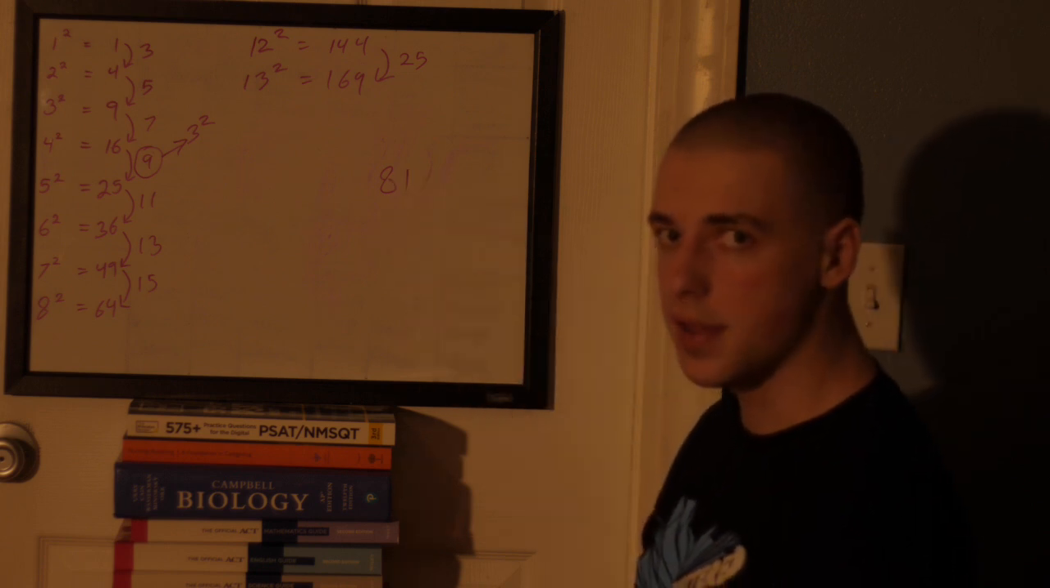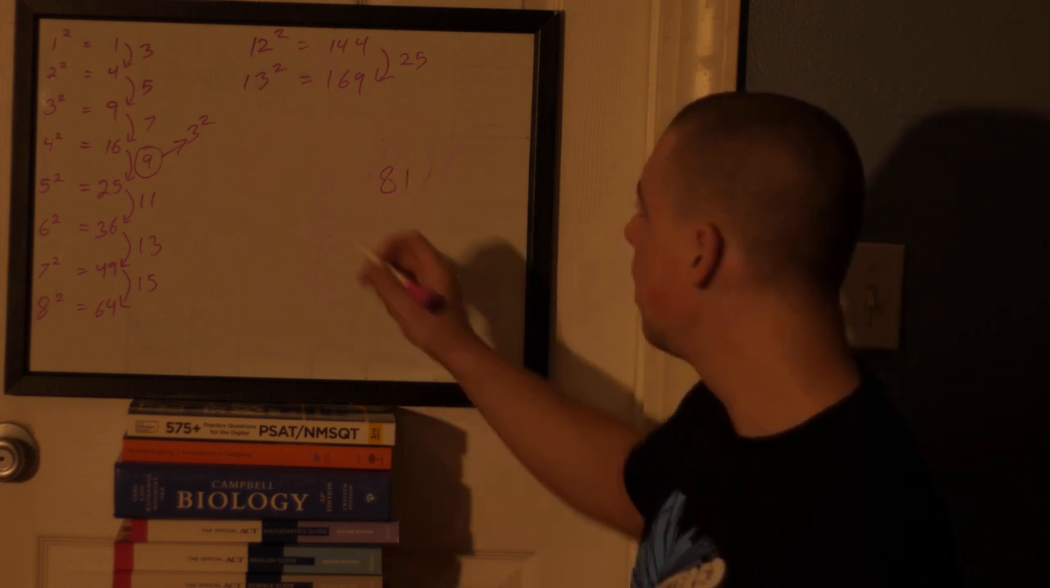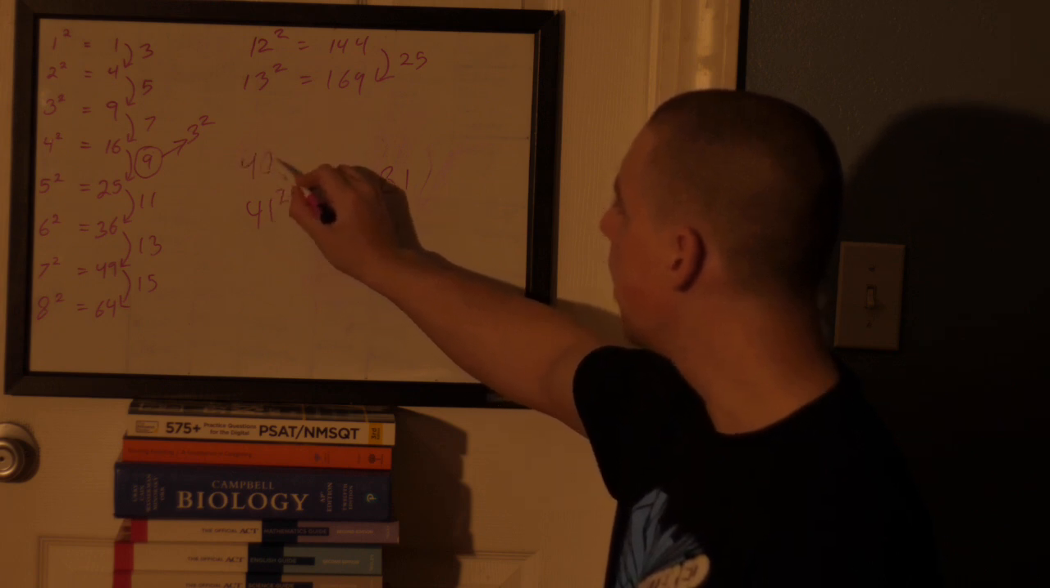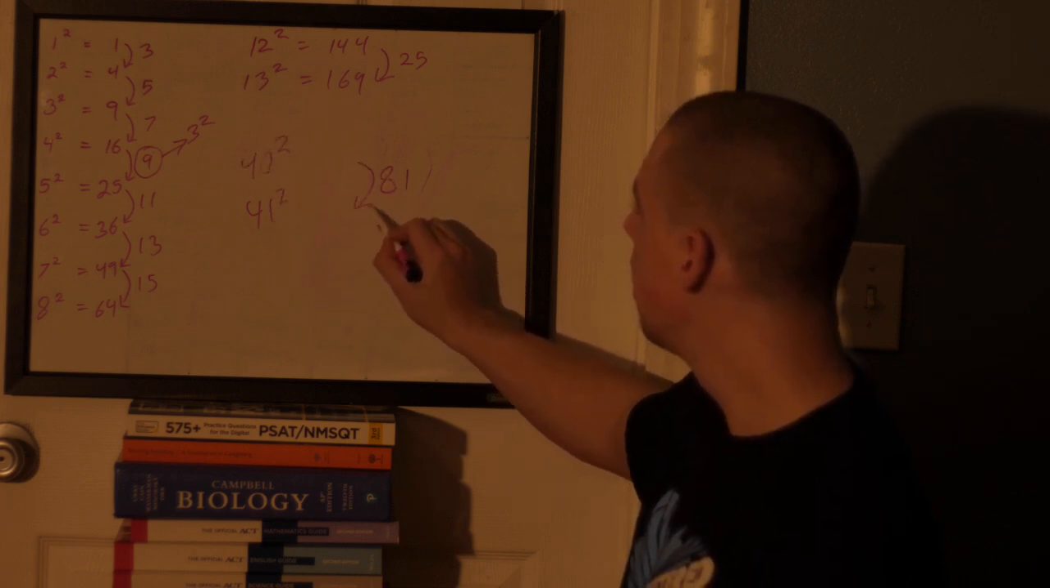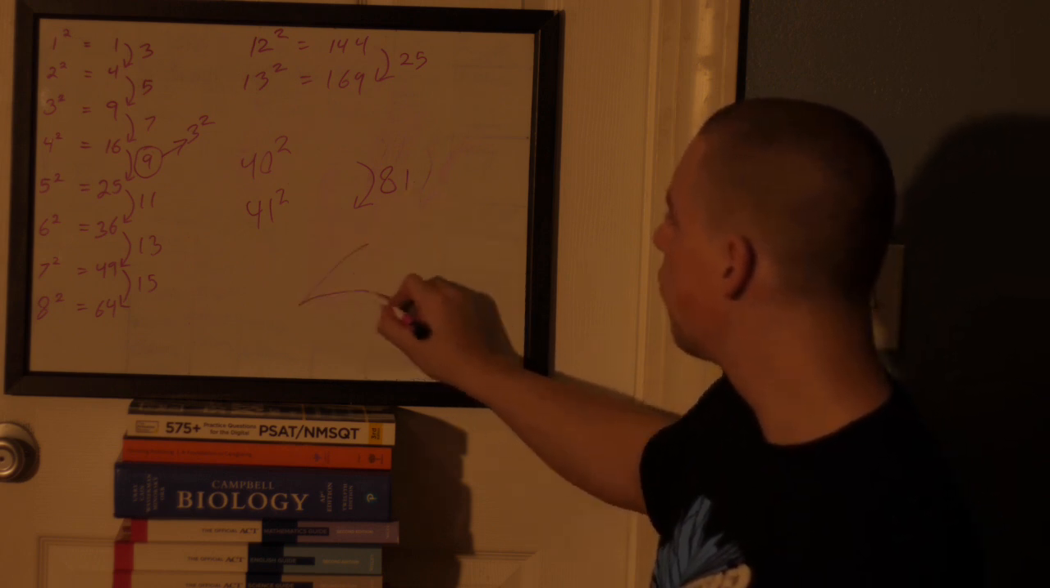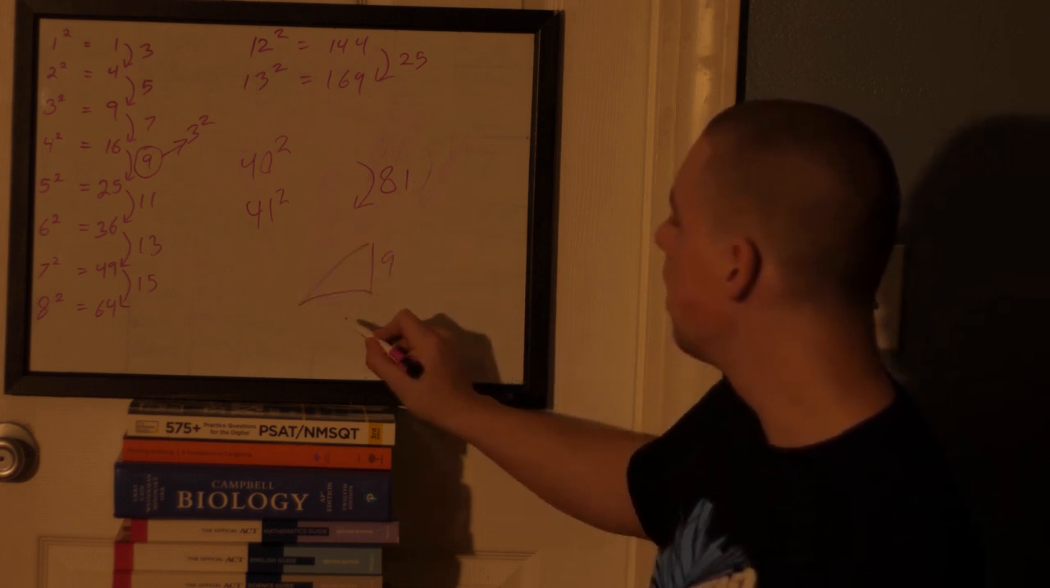81 plus 1 is 82. Divide by 2. 41 squared. 40 squared. The difference between these is 81. Triangle 9. 40.